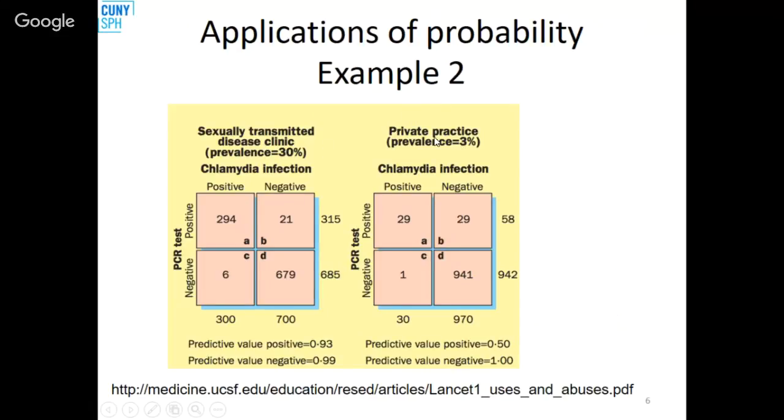And the second setting is a private practice where this is being done as a precautionary screening, but not because the patients have gone in for the purpose of STI or STD screening. So in the first, the prevalence is 30%. In the second, the prevalence is 3%.